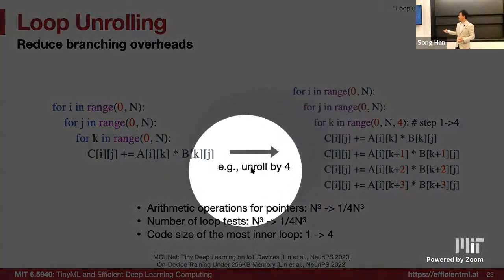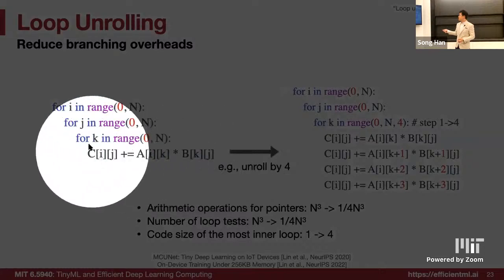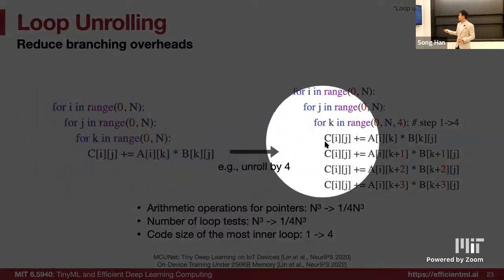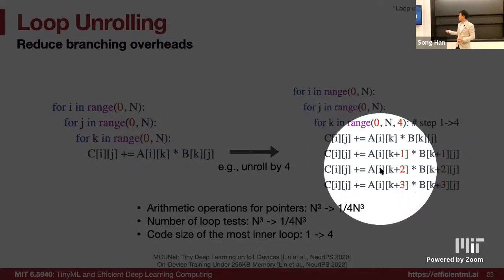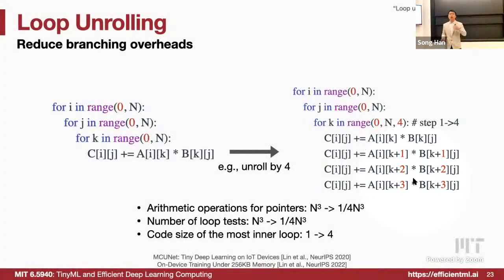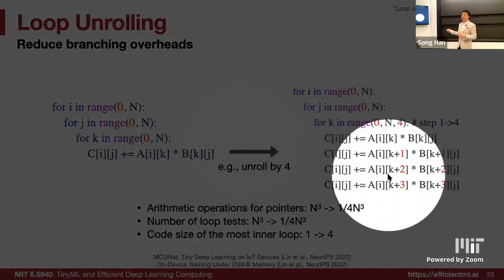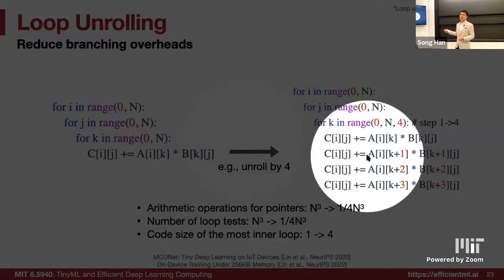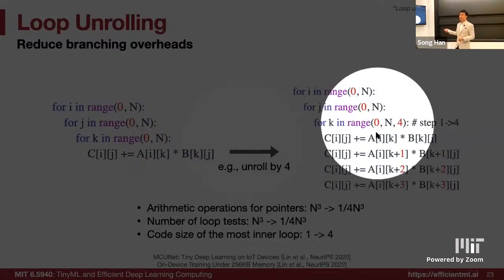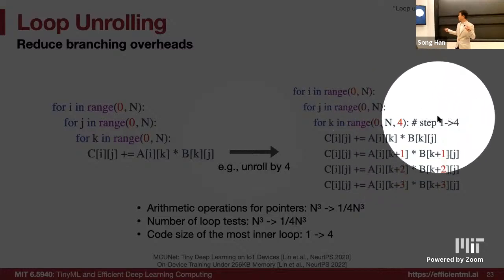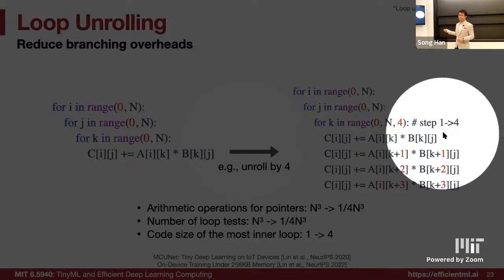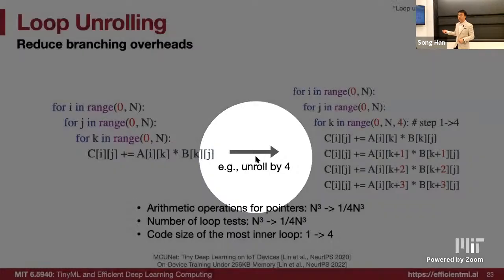Let's see, what if we unroll it by 4 times? Previously, we have i, j, k from 0 to n. Now we replicate it by 4 times. A[i][k] plus 1, plus 2, plus 3. We explicitly write those indexes, adding them up, replicating the for loop without having to do any branch instruction. Okay? No branch instruction here. But here the step, previously we increment the pointer by 1, now we increment it by 4. That's why we are unrolling it by 4.